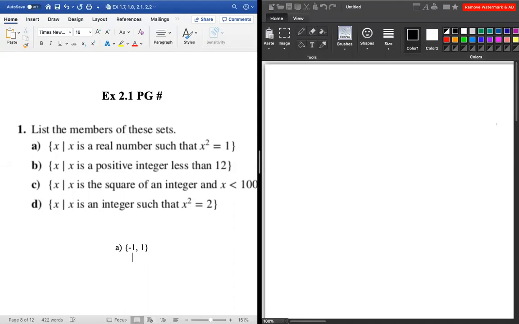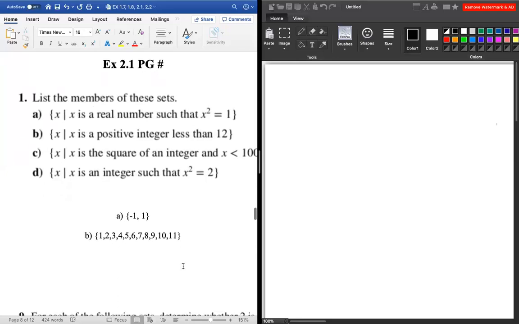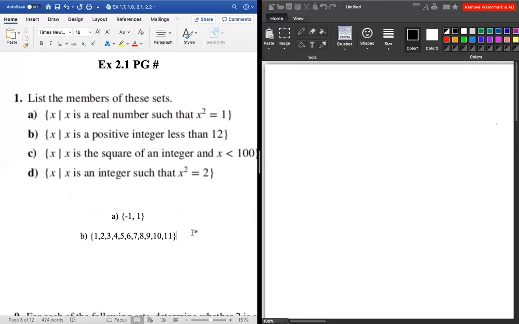Let's take part B. We have positive numbers less than 12. So we start with 1, 2, 3, 4, 5, 6, 7, 8, 9, 10, 11, less than 12. We have to basically list all of them less than 12.